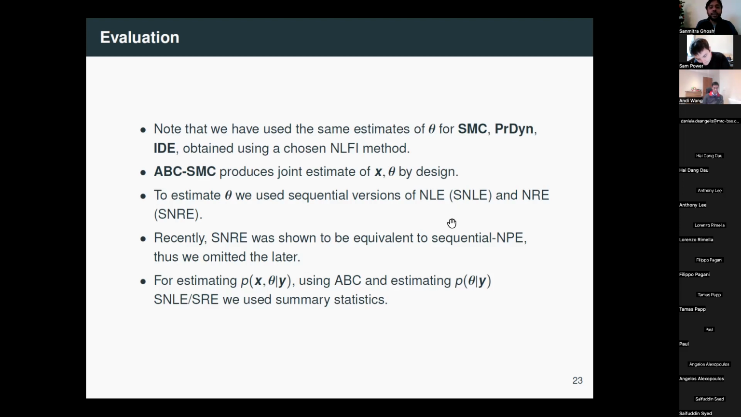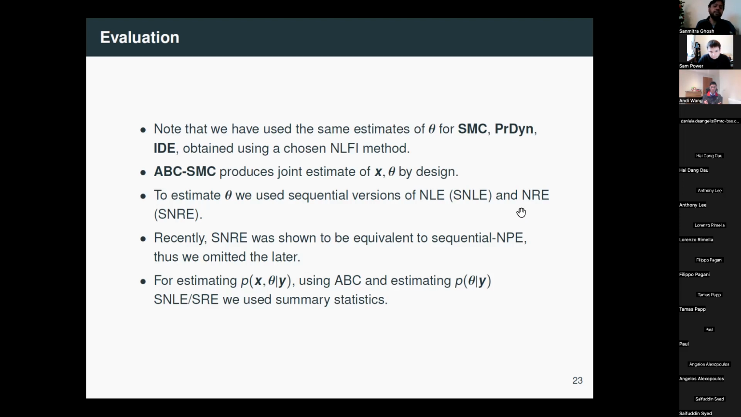And I have used the sequential version of the likelihood estimation and the ratio estimation. And I have omitted using the sequential posterior estimation because there was a recent paper which showed that you can prove that NRE, the ratio estimation, and posterior estimation are equivalent under the framework of contrastive learning.